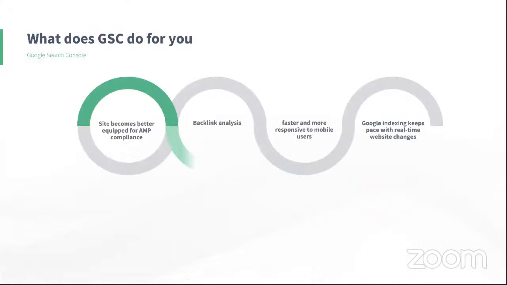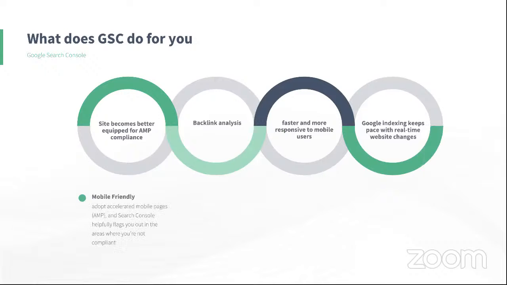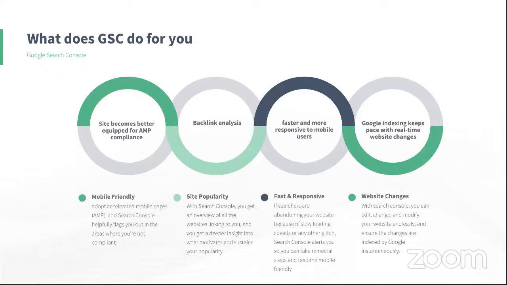So AMP is accelerated mobile pages. A lot of people these days, I mean, the numbers at one point were people on a desktop would do most of their searching online. It's now moving to mobile. So Google Search Console helps you make sure that your website is mobile friendly.